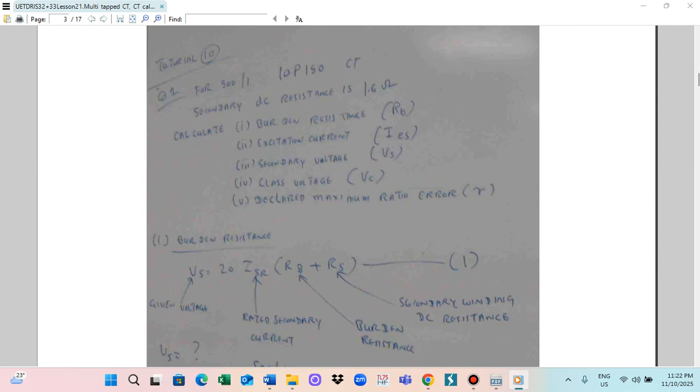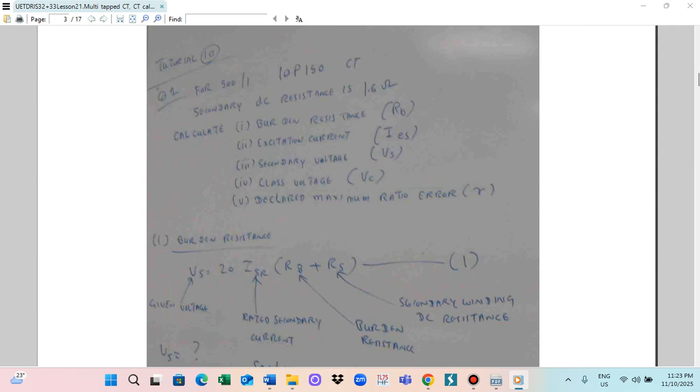So we have to substitute reference voltage 150 and 20 times rated secondary current. 500/1 means primary current is 500 ampere. Firstly, we calculate the RB. RB is the reference voltage divided by 20 times rated secondary current. This 150 is the reference voltage, and this one is the rated secondary current. So you substitute, and you get RB is 7.5 ohm.